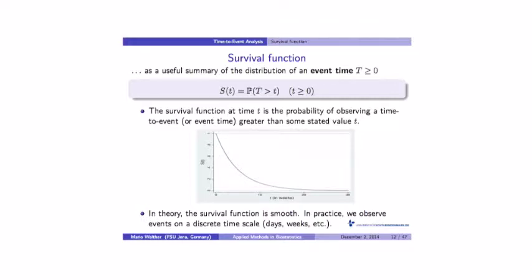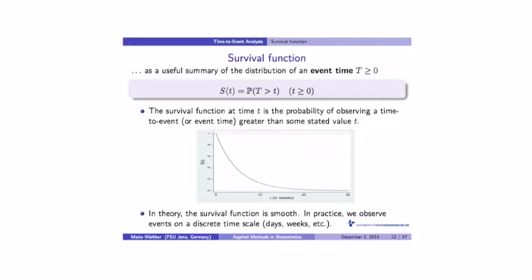So this equals the probability of being event-free up to time t, or equivalently, the probability that the event of interest occurs after the time.